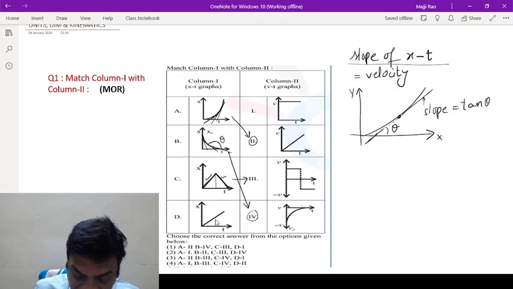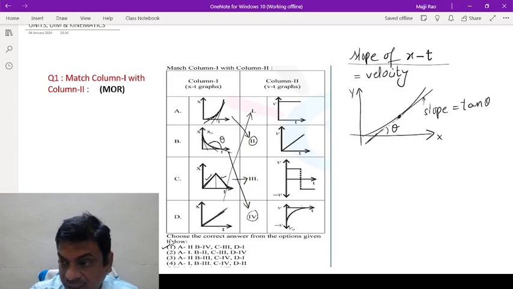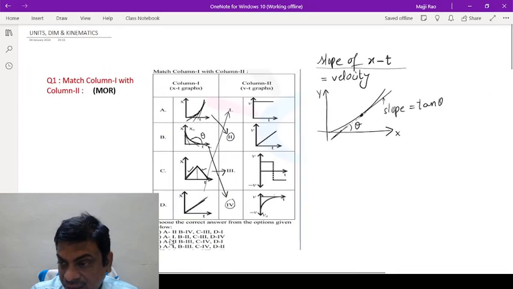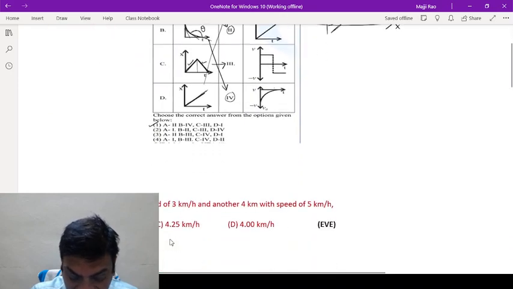And finally D, as you can see, the velocity must be constant throughout because you can see slope is constant. For a straight line, slope is constant. So velocity is constant. So D should be matched with 1. So A matched with 2, B matched with 4. So first option seems to be the correct answer. So we'll move to the next question.